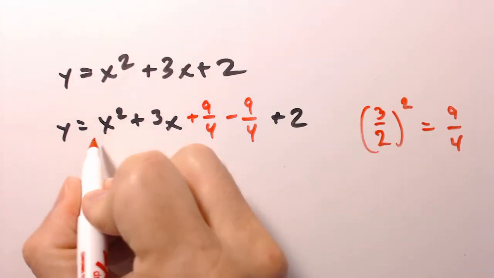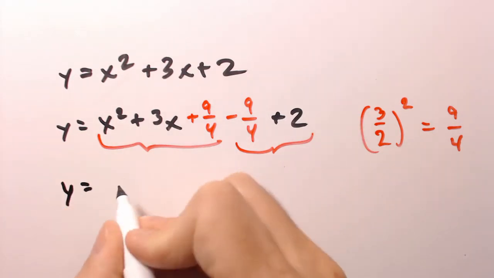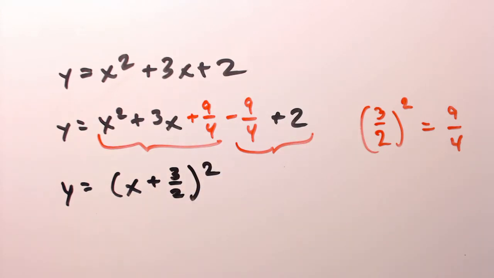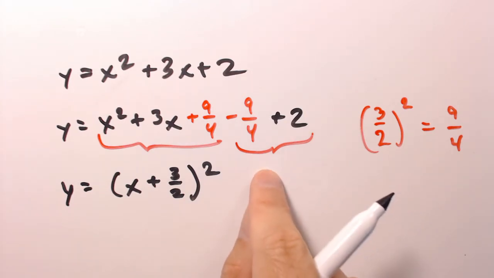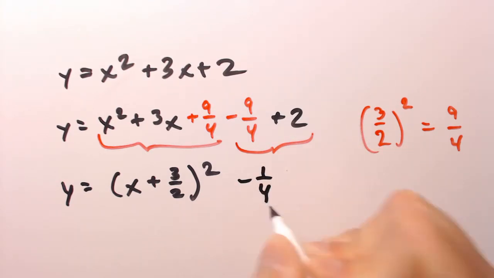And what we have now is some numbers that put together make a perfect square, and then we have some stuff left over. What do we get? Well, we get x plus 3 halves squared. You can see that 3 halves times x plus 3 halves times x makes 3x. 3 halves squared makes 9/4. And then all that junk left over makes whatever number it is. Negative 9/4, 2 is equal to 8/4. So I guess that would be negative 1/4.